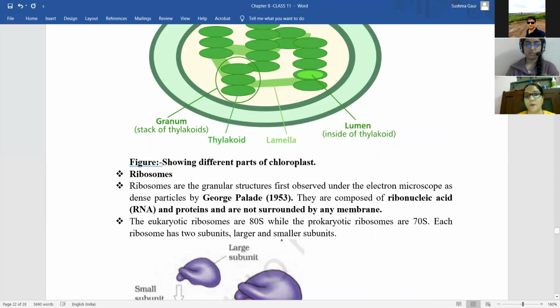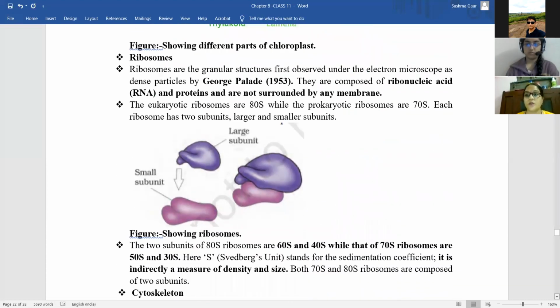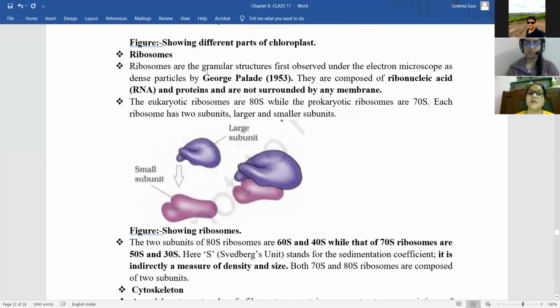So next organelle is ribosome. I think today we are going to finish this chapter. Ribosomes. So what are ribosomes? They are granular structures that were first observed under the electron microscope by the scientists. So beta, for this chapter, I will suggest you learn the name of the scientist along with the year also, because many times the name of the scientist will be asked. They are composed of ribonucleic acid, that is RNA, and proteins, and they are not surrounded by any membrane. That's why they are present in both prokaryotes and eukaryotes. In eukaryotes, 80S will be present, and in prokaryotes, 70S ribosome will be present.